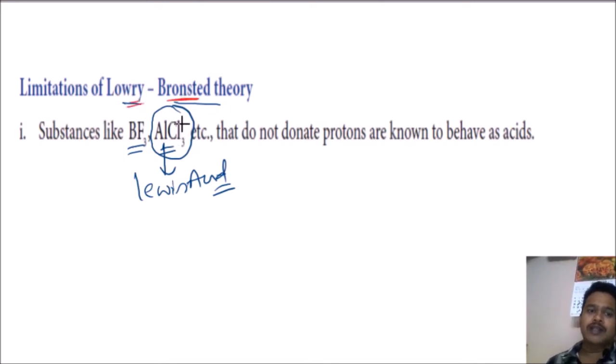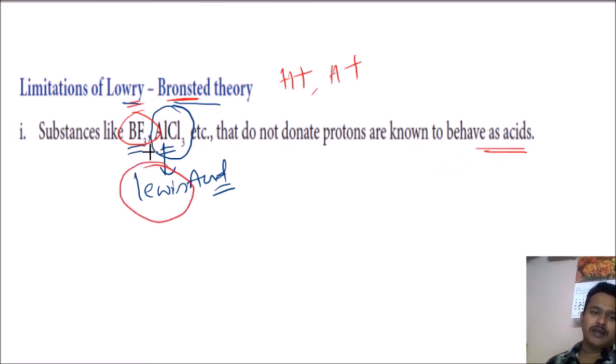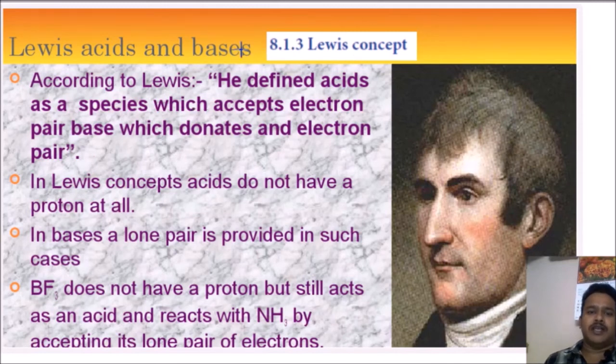According to Bronsted-Lowry, this AlCl3 does not have any H plus. BF3 also doesn't have any H plus. According to Bronsted-Lowry acid base theory, these are not acids, but concept-wise they behave as acids based on a different concept, that is the Lewis concept. Based on this limitation, a new theory was developed, the next theory we studied, that is the Lewis acid base theory.